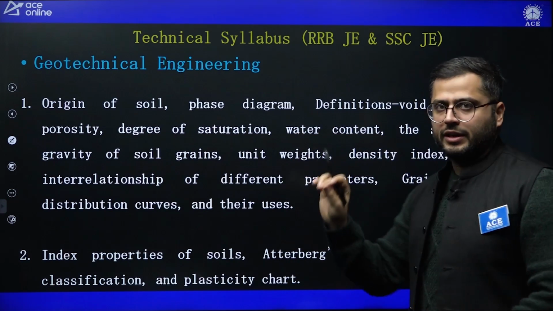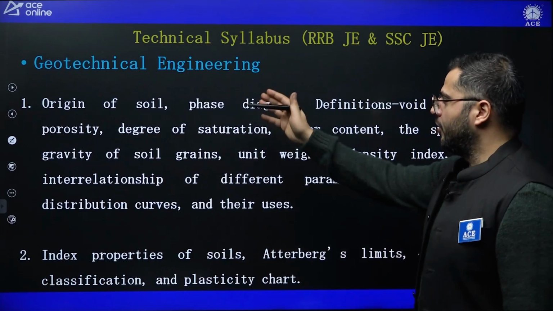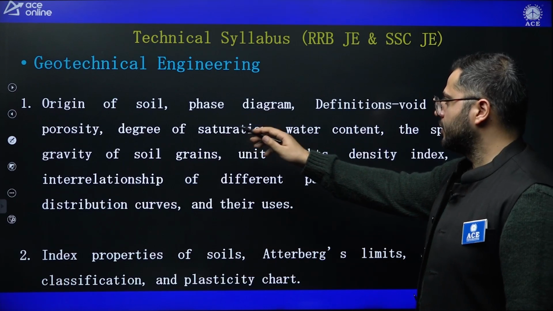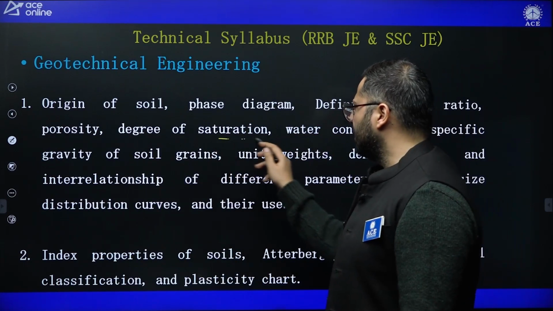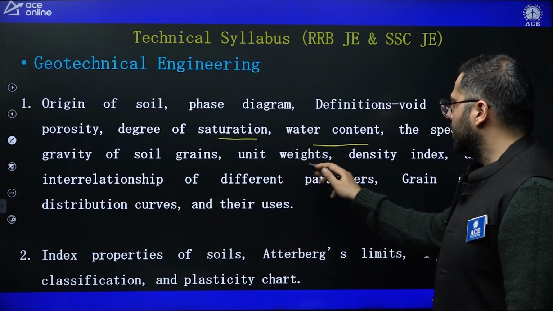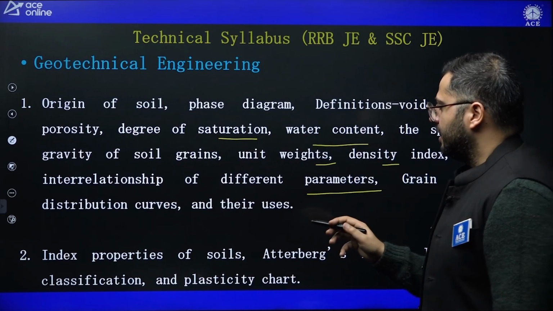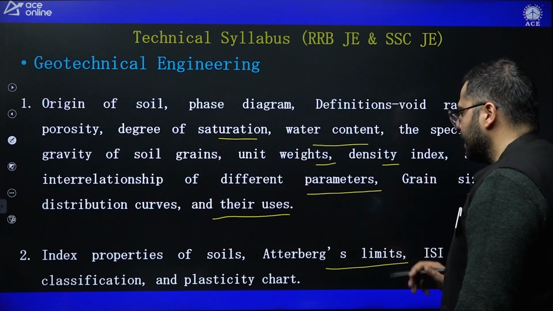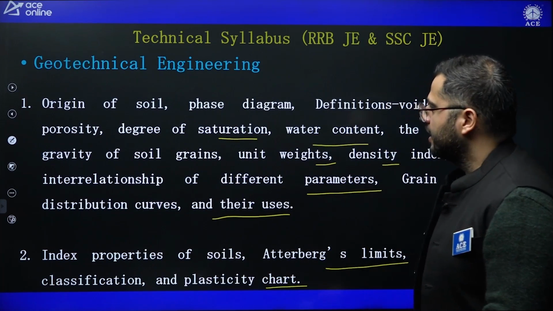Specifically, I have mentioned what is extra in RRB JE. All of this is the same. For geotechnical engineering: origin of soil, phase diagram, definitions, void ratio, porosity, degree of saturation, water content, all the physical properties, unit weights, density index, interrelationship between various parameters, grain size distribution and their uses, index properties of soils, Atterberg's limits, Indian standard classification of soils, and plasticity chart, right?